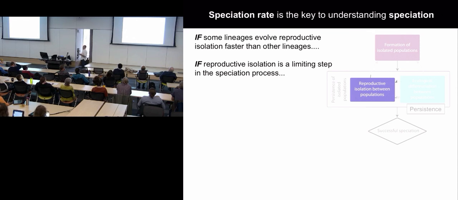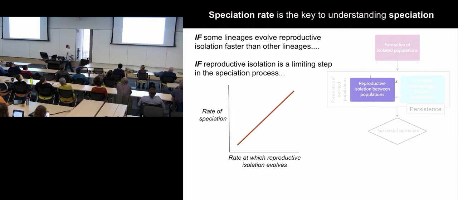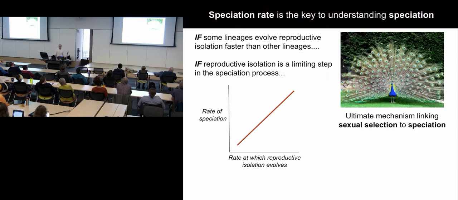Lineages that evolve reproductive isolation slowly will speciate more slowly. So you can imagine graphing it. You've got on the x-axis the rate at which reproductive isolation evolves, and on the y-axis the rate at which speciation occurs. And this is the way that we already conceptualize the action of things like sexual selection on speciation. So this is not an idea that originated with me.